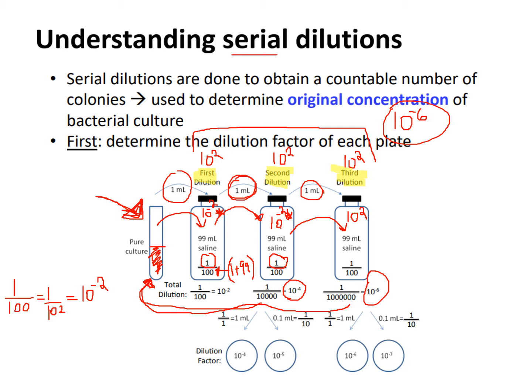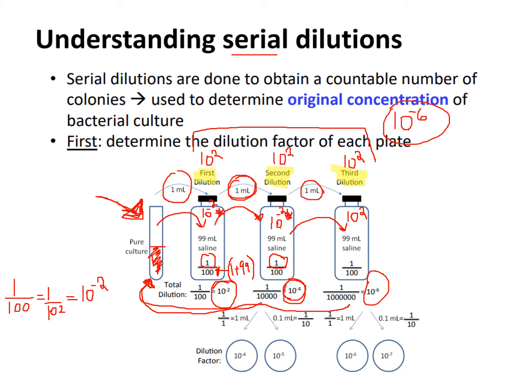So always think of your original sample. In the first dilution, always think of that first dilution relative to my original sample, I diluted it 10 to the 2. The second dilution, I diluted it 10 to the 4. Third dilution, I diluted it 10 to the 6. So at the end of the day, the numbers that you should be writing down are 2, 4, and 6 for your dilution factors, because always think back to the original sample that you had.